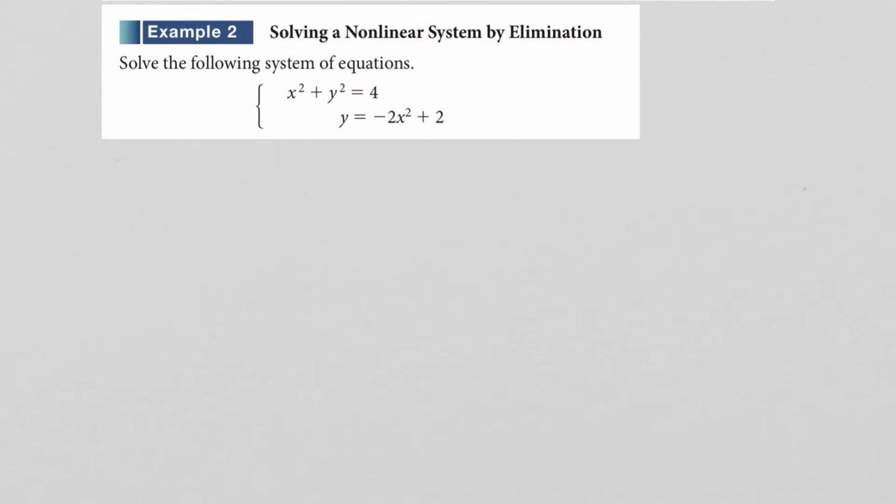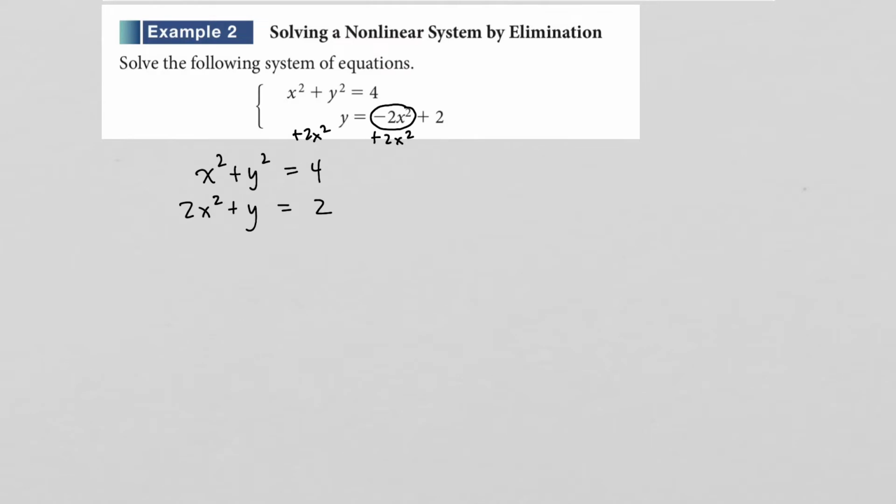So here, if I want to eliminate, the first thing I need to do is get our variables on one side and our number on the other side. So the first equation is x squared plus y squared equals 4. In the second equation, we don't want this negative 2x squared to be on the right side, so we're going to add 2x squared to both sides, and that will leave us with positive 2x squared plus y is equal to 2.